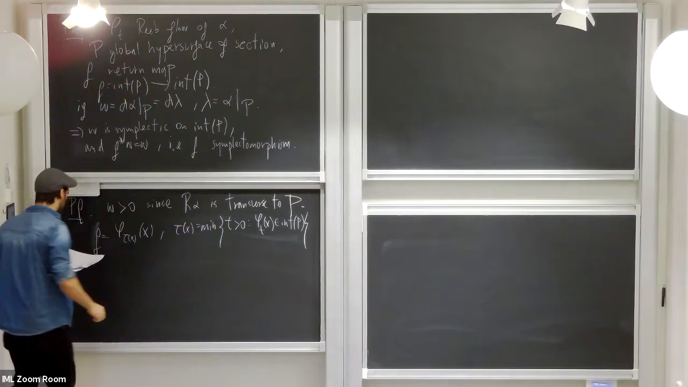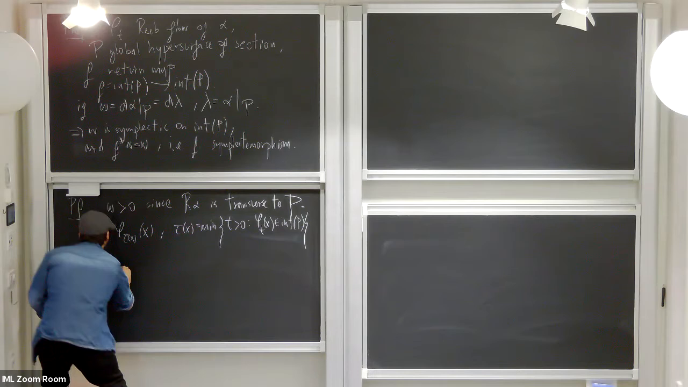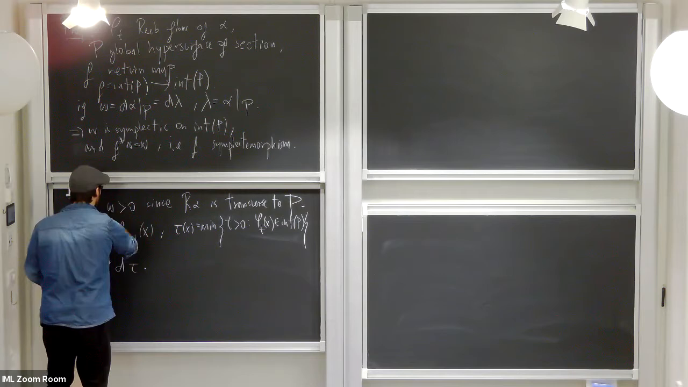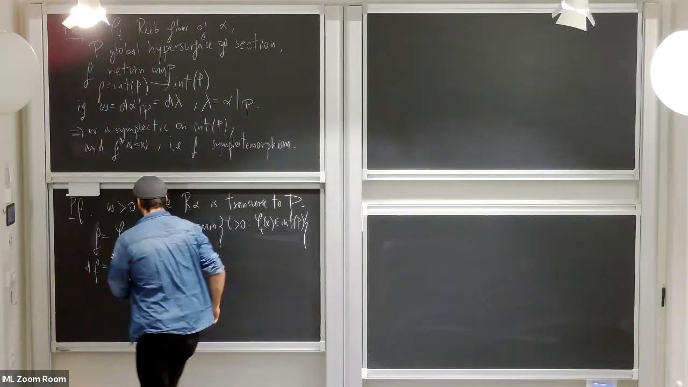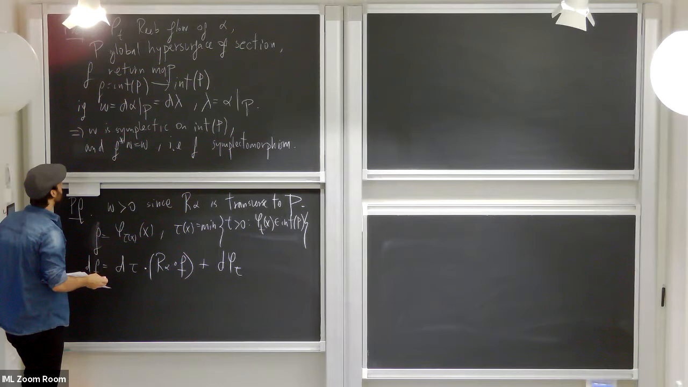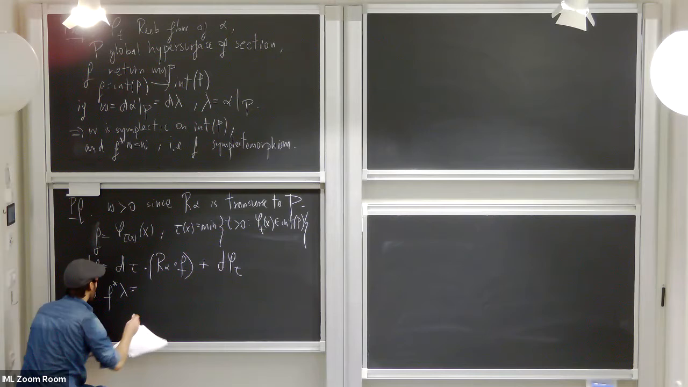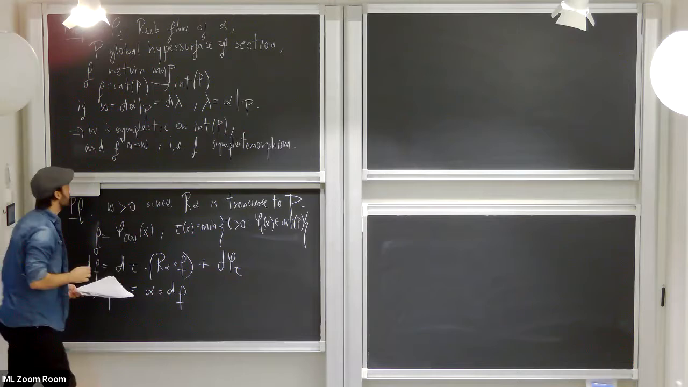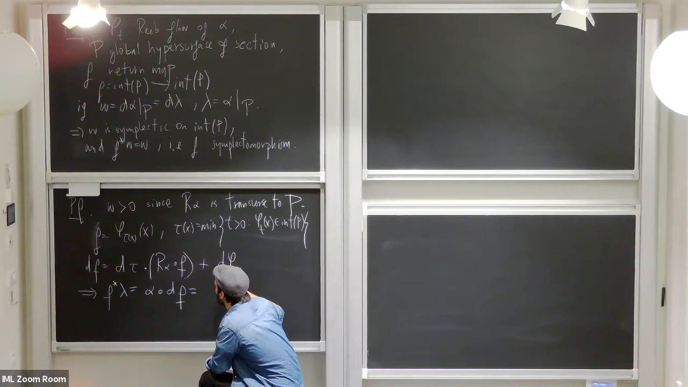So if I differentiate this equation, what you will get is the differential of F: the differential of tau, which is a time function, times the vector field generating the flow, which is just the Reeb vector field, plus the derivative of phi_tau. This is just the chain rule. So in particular, if I pull back lambda, the primitive of the symplectic form, by F, what I get is, by definition, alpha composed with dF. Remember that lambda is just the restriction of alpha to P. And if I apply alpha to this equation, alpha of the Reeb vector field is one, so I just get d tau on the first summand.